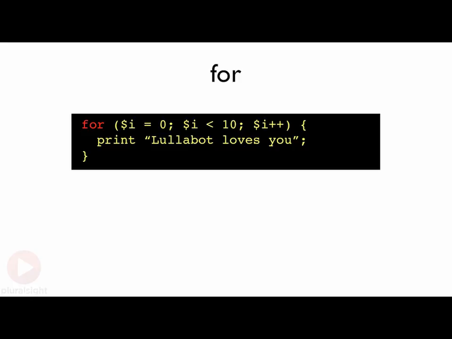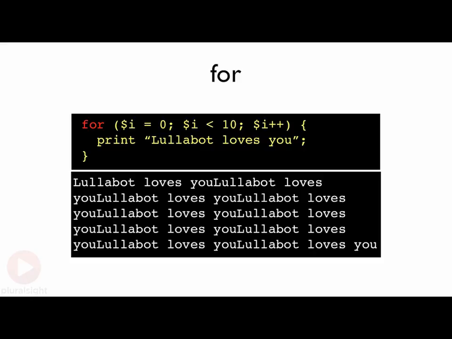So this for loop functions in the exact same way as the previous while loop. Our I counter begins at 0, and each iteration through the loop is updated by 1 until it is equal to 10. So we get the exact same result. "Lullabot loves you" is printed 10 times.